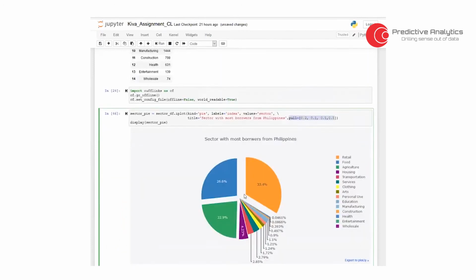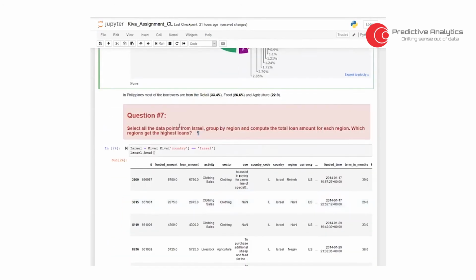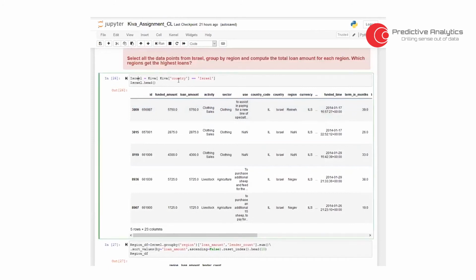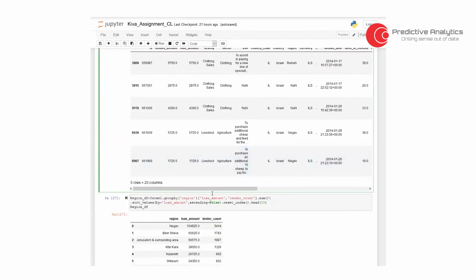Then question 7 was select all the data points. Because I chose Israel, I decided to say Israel. Select all the data points from Israel, group by region, and compute the total loan amount by each region. Which region has the highest loan amount? So I pulled the data for Israel first from the Kiva data, and I named it Israel. So this is what we got from Israel.